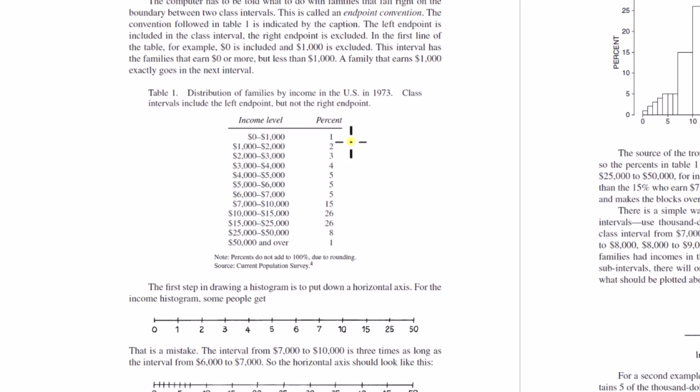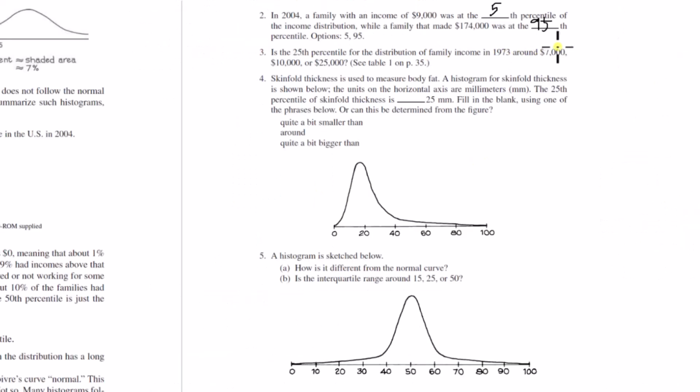So if you think about it, if 1% of the data points are within this block, 2% are within this block, 3% are within this block, then to the left, once we go right past this income level, at $3,000, that's going to be the 3, 4, 5, the 6th percentile. You see, so 3, 4, 5, 6, 10, 15, 20, 25. So $7,000 is going to be the 25th percentile. So 7,000.